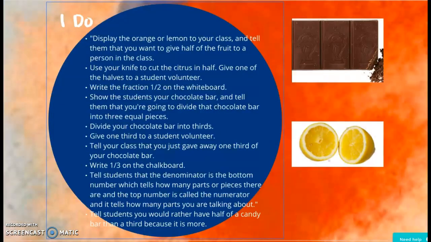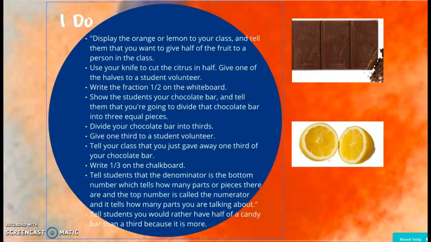For the I do portion, which should be all teacher-led, you'll start off by showing the class a lemon or an orange, whichever fruit you choose, and tell them that you want to give half of the fruit to somebody in the class. Cut the fruit in half and hand it to them. Write 1/2 on your whiteboard. You're going to repeat this process with a chocolate bar. However, you are going to cut it into thirds. Here's where you're going to introduce some important vocabulary terms: denominator and numerator.